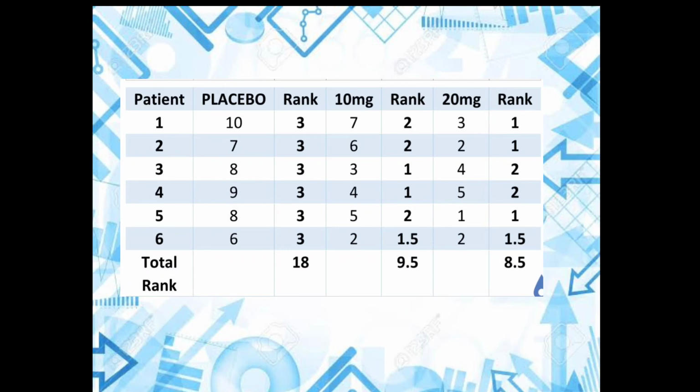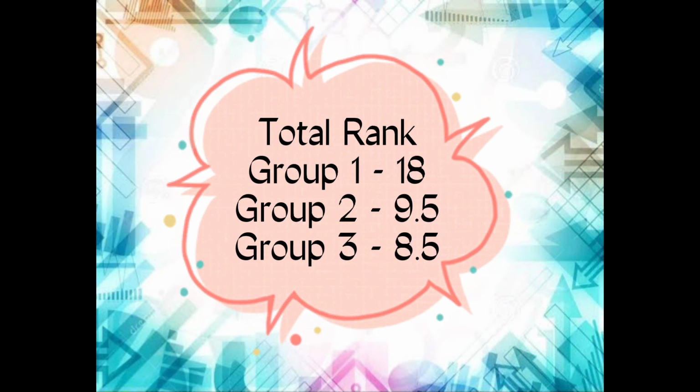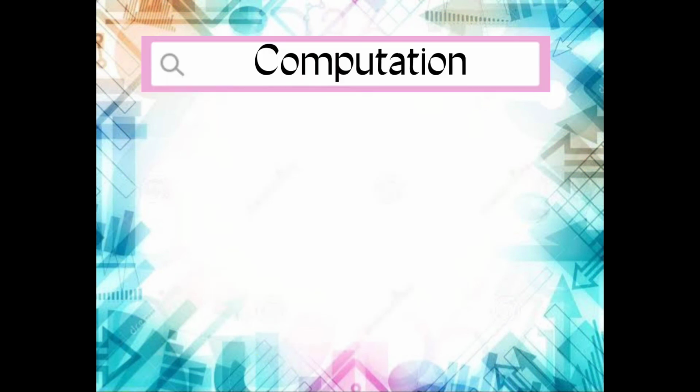After ranking all the patients' pain scale, next we need to rank it by column. So group 1, which is placebo, have a total rank of 18. Next is group 2, which is 10 mg, have a total rank of 9.5. And group 3, which is 20 mg, have a total rank of 8.5. We already have all the data that we need, so we go to the next part, which is the computation.